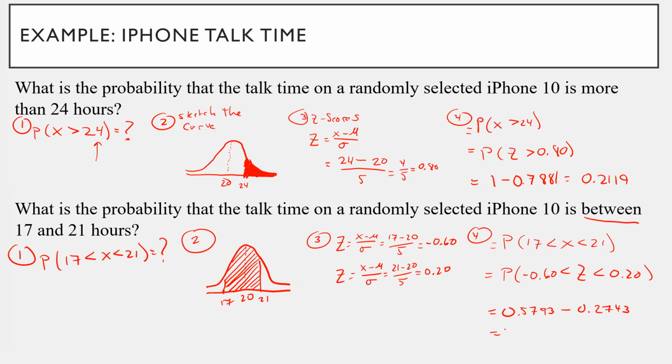And if you do that quickly in your calculator, I'm actually using my phone for these simple ones. Do you get 0.3050? All right. What'd you guys think?